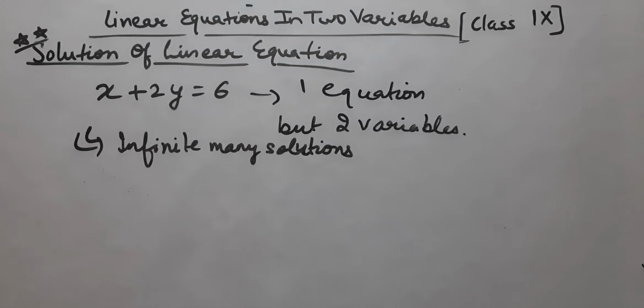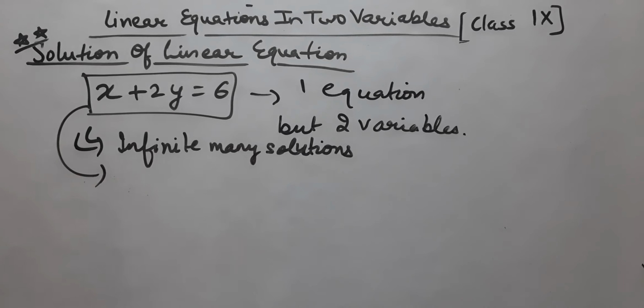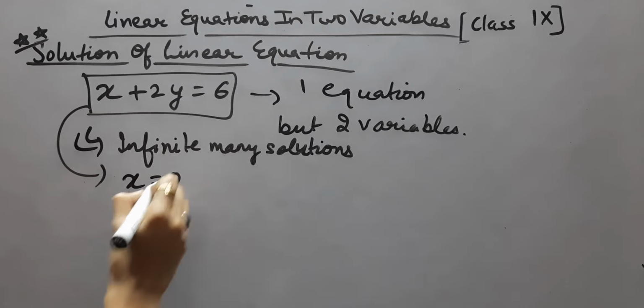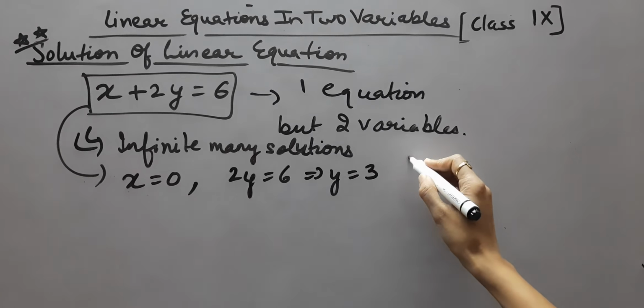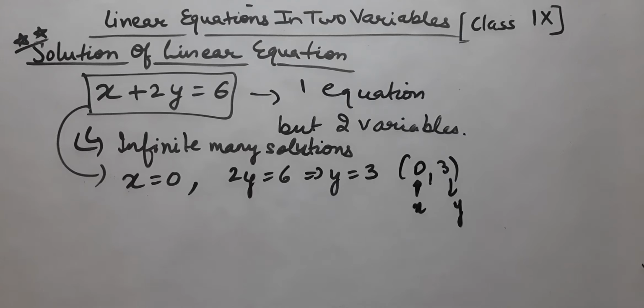So if I'm asked to find the solution for this equation, the basic step: first you put x is equal to 0, you will get the value of y. What will be the value of y? This will become 2y equals 6, so y is 3. So I have got one solution as 0 comma 3. Why 0 comma 3? Because in first place we write x and in second place we write y. This you must have read in coordinate geometry.